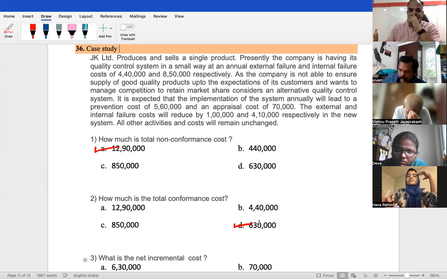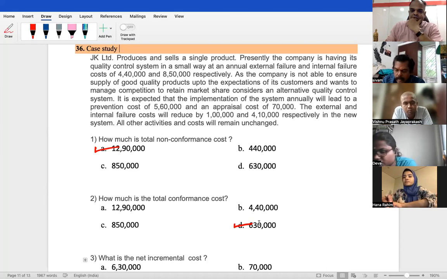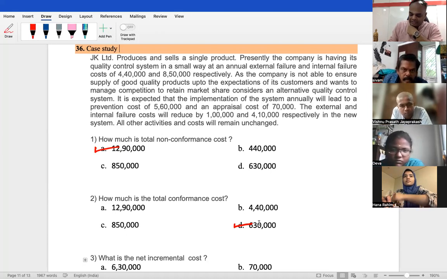How come 7,80,000? It will reduce by 5,10,000. So 12,90 minus 5,10. Reduced by 5,10,000. Yes, 4,15,000 plus 1,00,000 is equal to 5,10,000.